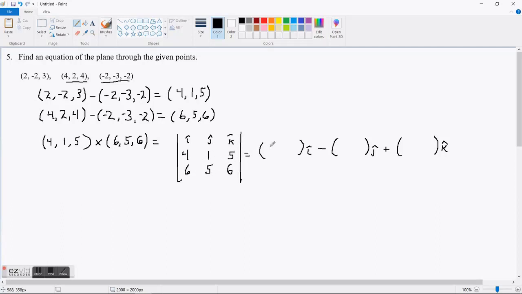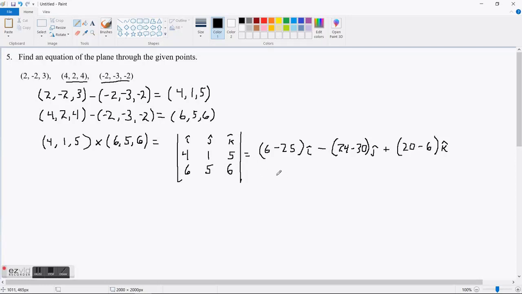So my first difference here is 1 times 6 minus 5 times 5. My second difference here I get by ignoring the second column in the first row, doing the determinant of 4 times 6 minus 5 times 6, so 24 minus 30. And then for my last difference, I'm ignoring the third column in the first row and taking the determinant of 4, 1, 6, 5, as 4 times 5 is 20, minus 1 times 6, so 20 minus 6.